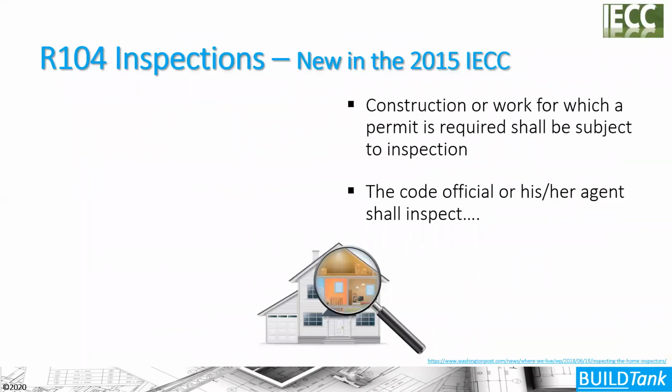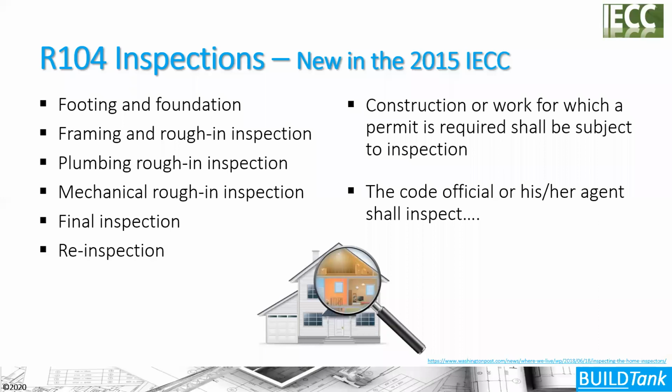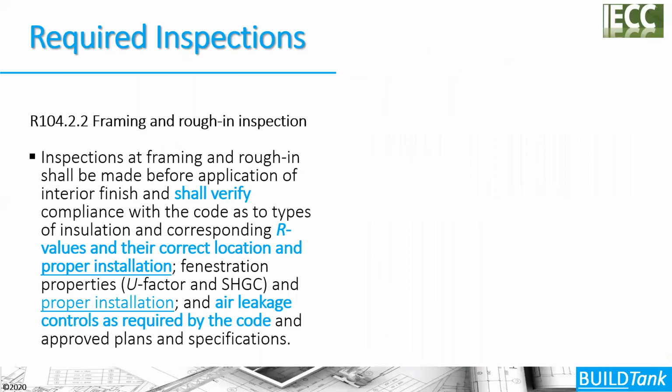Chapter 1 also talks about inspections that have to happen. That was new in the 2015 IECC. So we're talking about footing and foundation and framing inspections, plumbing inspections, mechanical inspections, final inspections, and it even talks about re-inspection here. Now, to look at that a little bit more closely, for framing, it says that we have to verify the R values and their correct location and proper installation, the proper installation of air leakage control required by the code, all those things.